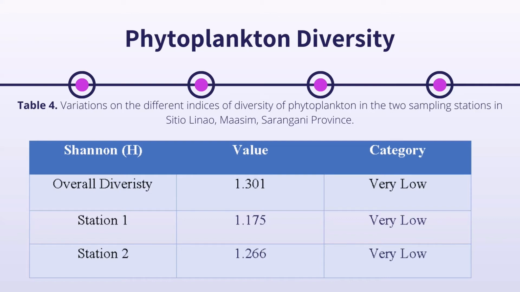In the case of Sitio Linao, Maasim, the computed diversity value in this present study, which is 1.301, is very low based on the Shannon-Wiener diversity scale developed by Fernando 1998. According to Margalef, phytoplankton diversity is typically between 1 and 2.5 in coastal waters, 3.5 to 4.5 in oceanic regions, and 5 in open tropical oceanic environments where phytoplankton have low productivity but a wide variety of species.